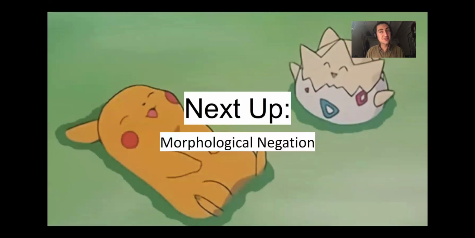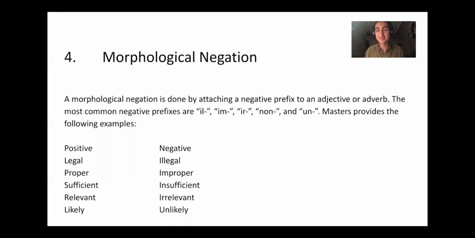That's a dense one. It's worth going back to it. The chapter in it is also really helpful, chapter 5. But let's go next up, morphological negation.